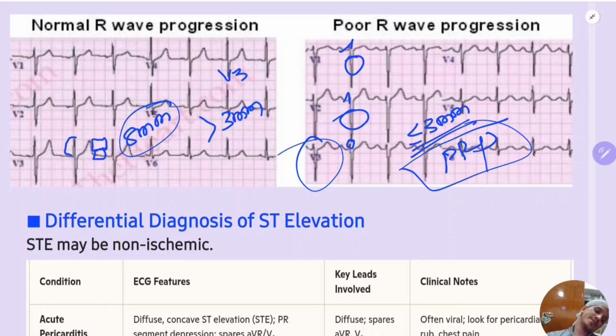I think this is enough for today. We have discussed in detail the topic of myocardial infarction of different types: lateral, inferior, anterior, right ventricular, and posterior also. And we have discussed in detail the pathological Q waves also. Thank you, and we will continue. The next topic will be differential diagnosis of ST segment elevation, which we will discuss in the next video.